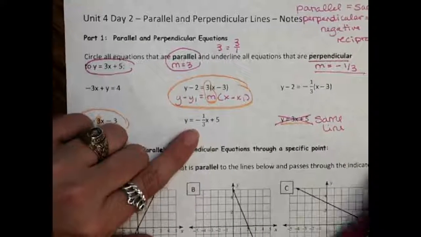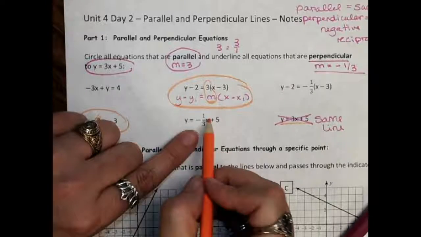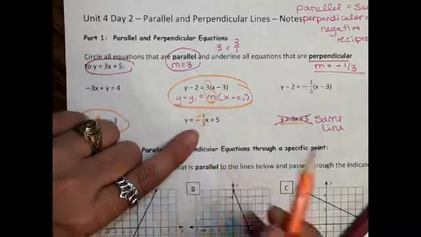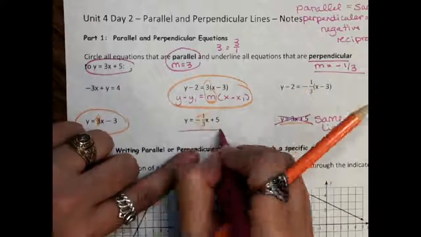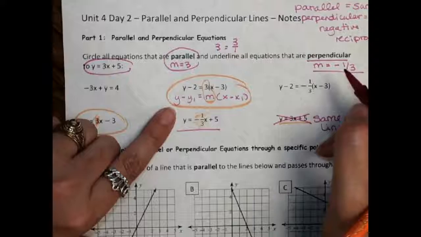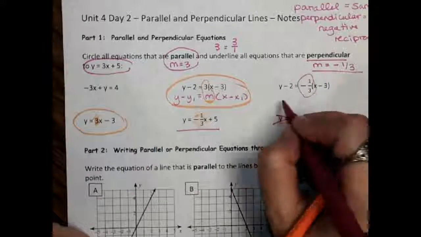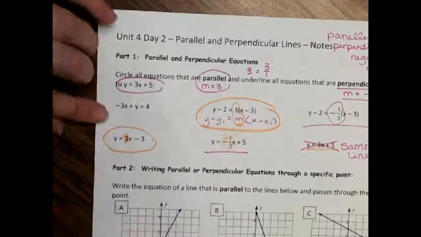Well, this one is in y equals mx plus b form. Here's the slope right here, 1/3. So those are perpendicular. And then here's another one, negative 1/3. This is in the same form as this. So here's the slope right here. Those are the perpendicular slopes, so those are perpendicular. Now what about this over here?